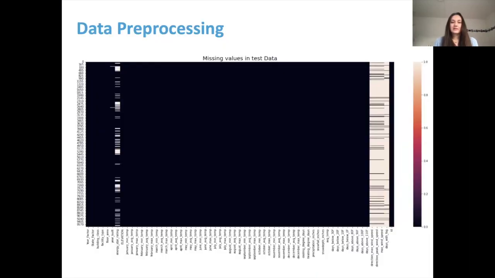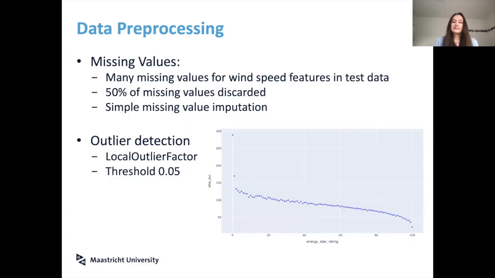So for data preprocessing, we were also looking at the missing values in the data set, and especially also in the test data set, where we found out that the wind speed features had a lot of missing values. That's why we decided to discard them. Another one, as the others already said, the energy star rating also has quite some missing values, and we tried to impute these missing values with just a simple imputation. And we discarded the other features with a lot of missing values.